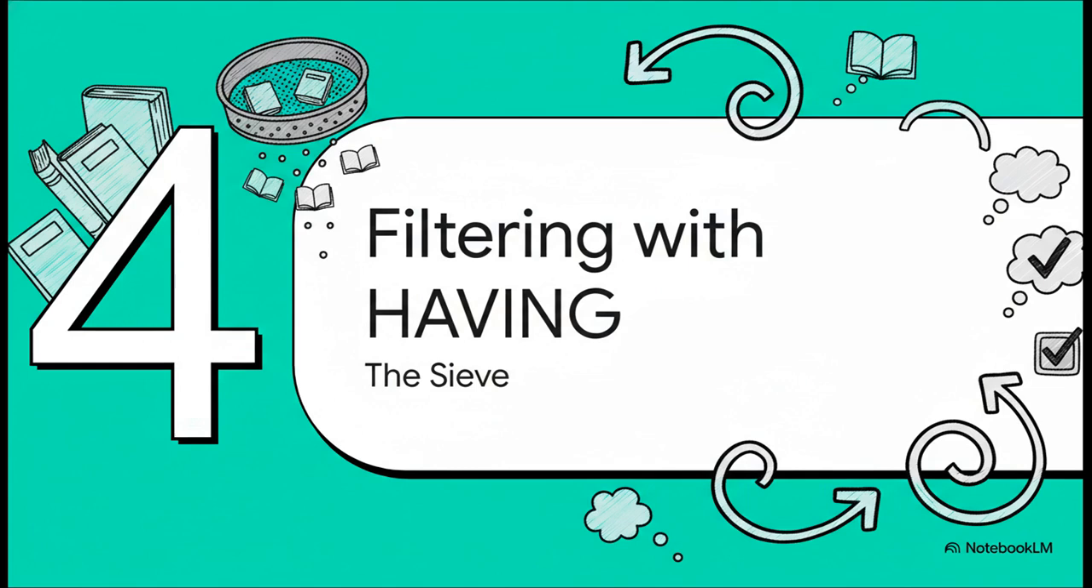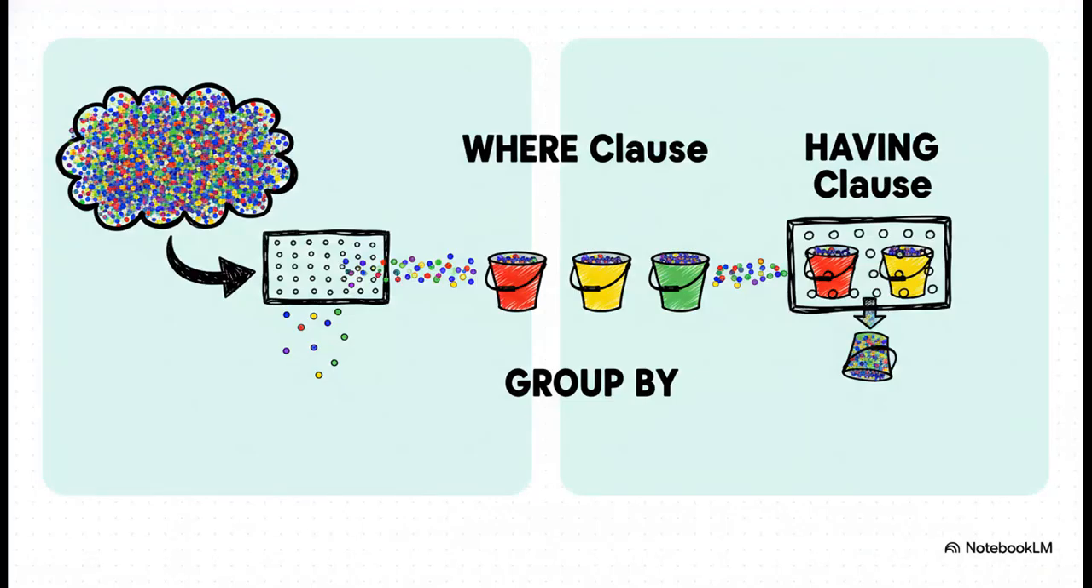So we've made our summary groups, that's great. But what if we don't care about all of them? What if we only want to see the genres where we have, say, more than 5 books in total? Well, that is a job for the having clause. This is one of the most important rules to burn into your brain, and believe me, it trips up everyone at first. Just think of it this way.